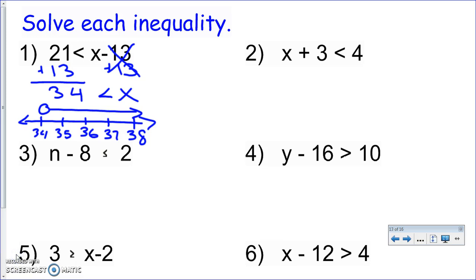For number 2, we have x plus 3 is less than 4. So to get x by itself, we have to reverse the addition and subtract 3 on both sides. Which then tells us x is less than 1. So now we draw our little graph, and we're going to graph that.